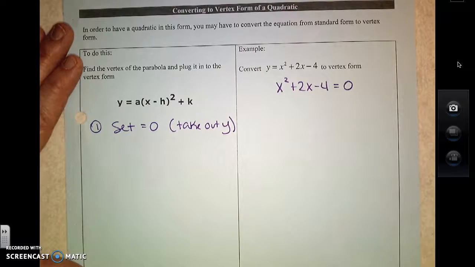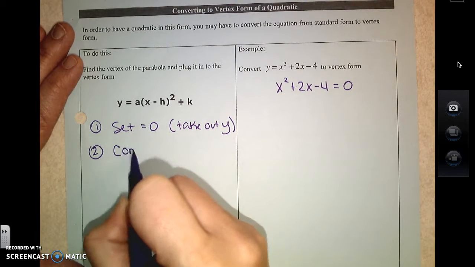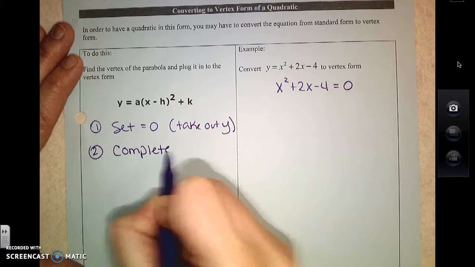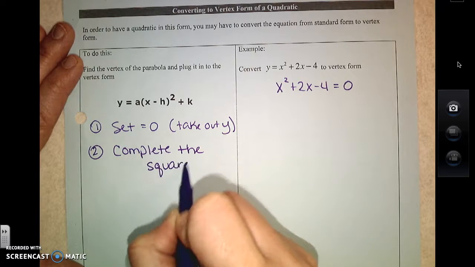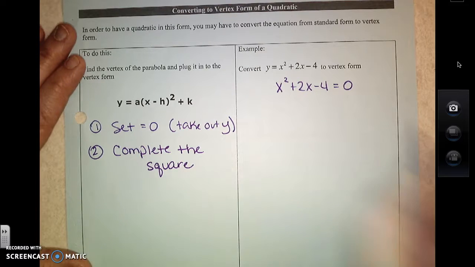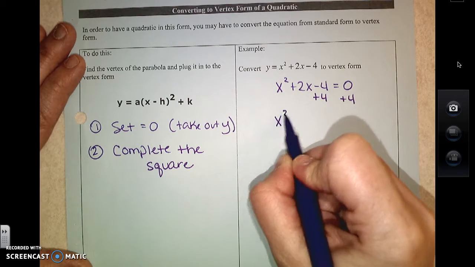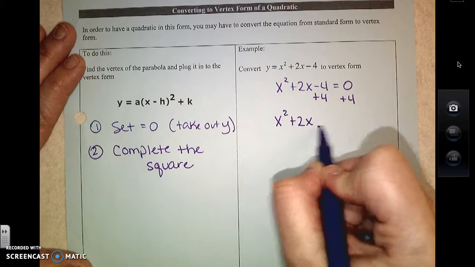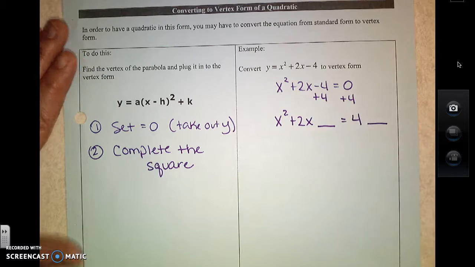Okay, now the next few steps are going to seem very familiar because you're going to follow the process for complete the square, just like you did, as I said, a couple weeks ago when we were using this process to solve. So we're going to add 4 to both sides and put that little blank in there. So x squared plus 2x and then the blank equals 0 plus 4 is 4 and then the blank.